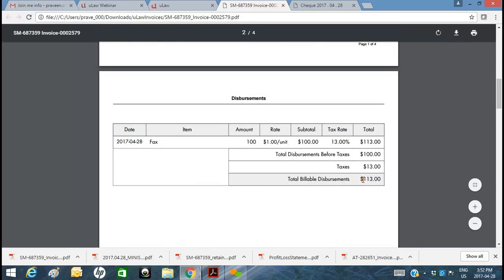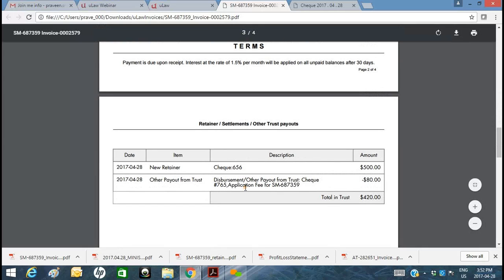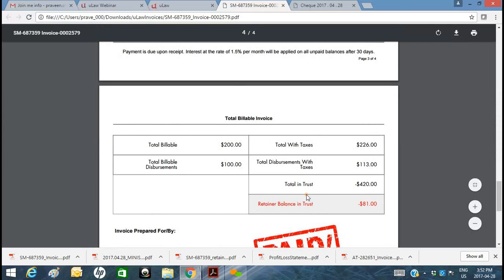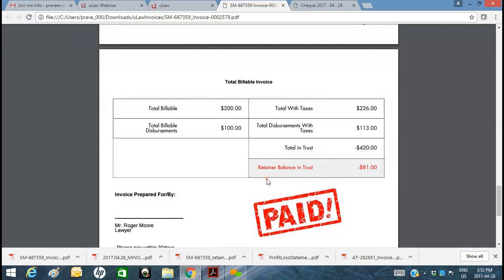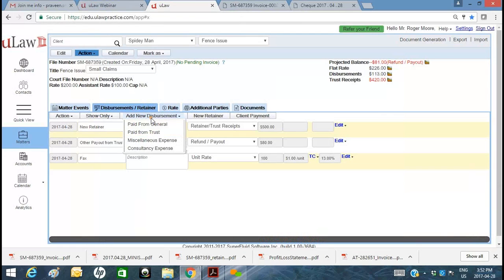There's the $113. It talks about the other payout from trust, which was the $80 that was taken out of your trust account. So your client knows exactly what's happening on his file and with his money with this one invoice, clearly telling him that there's an $81 balance left in trust. That's not the real focus. So let's move on to do another type of disbursement.